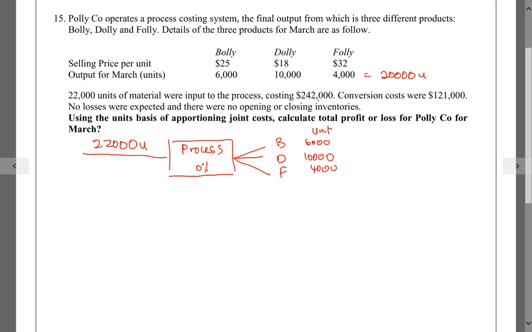Okay, what is the cost here? Incurred direct material 242. Conversion is labor and overhead 1 to 1. 363.